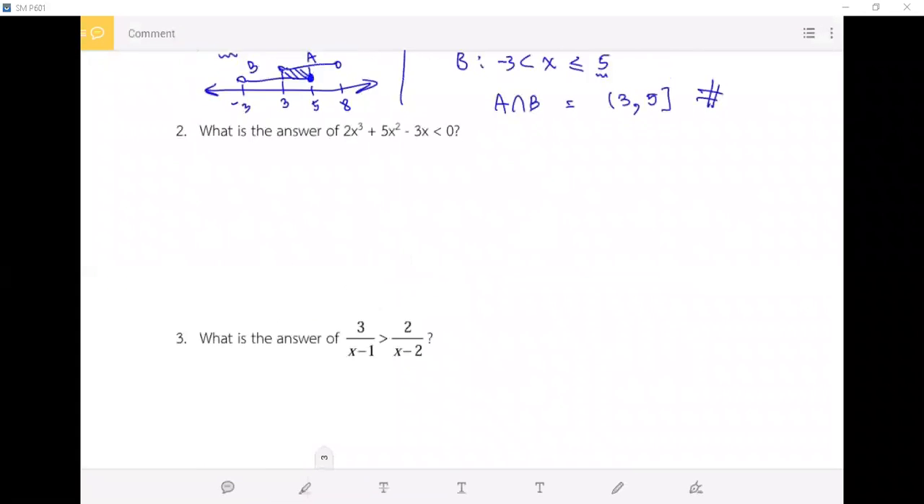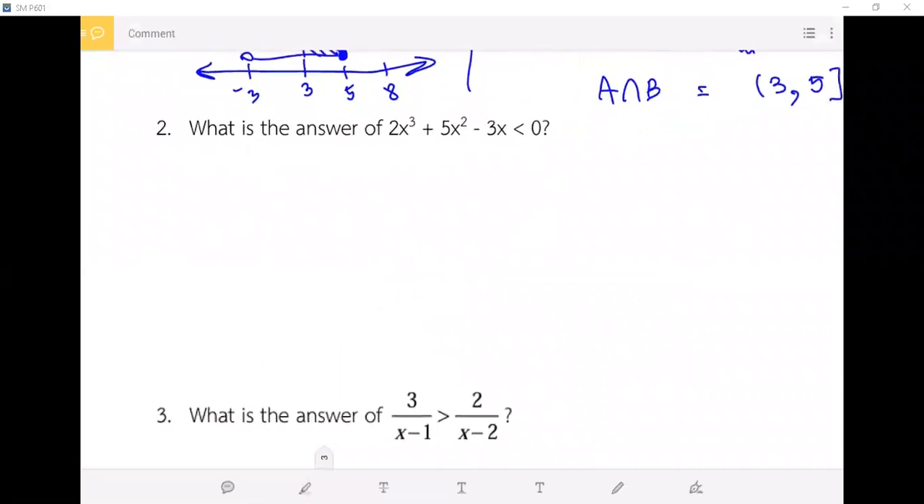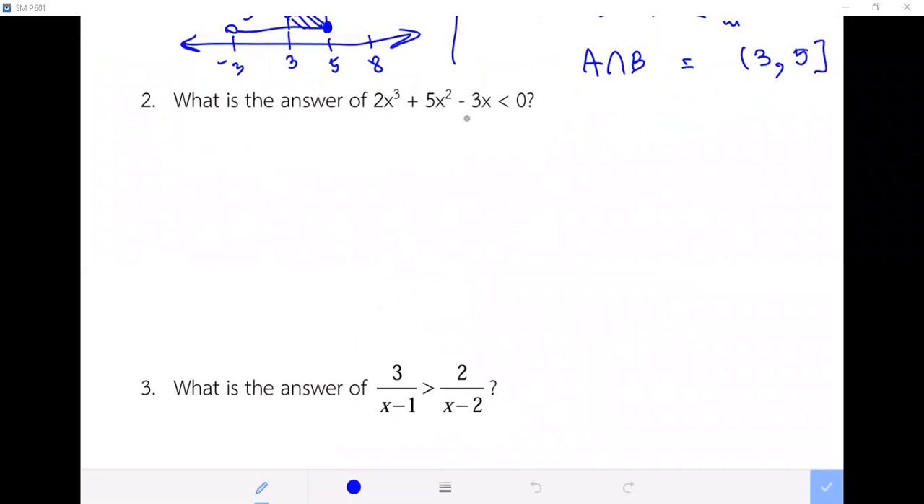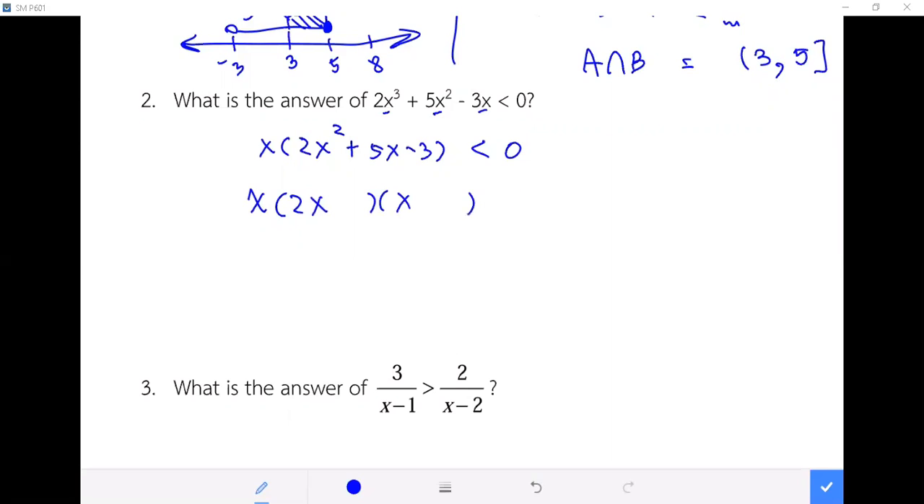Next one. We want to find the answers of this. Easy, very easy. So step 1, you see you have x, then you take the common factor of x out. You have 2x squared plus 5x minus 3 is less than 0. Factorize it. It goes like 2x and x, less than 0. So you go 1 and 3. You want to have plus 5, so let's do plus here and minus there.